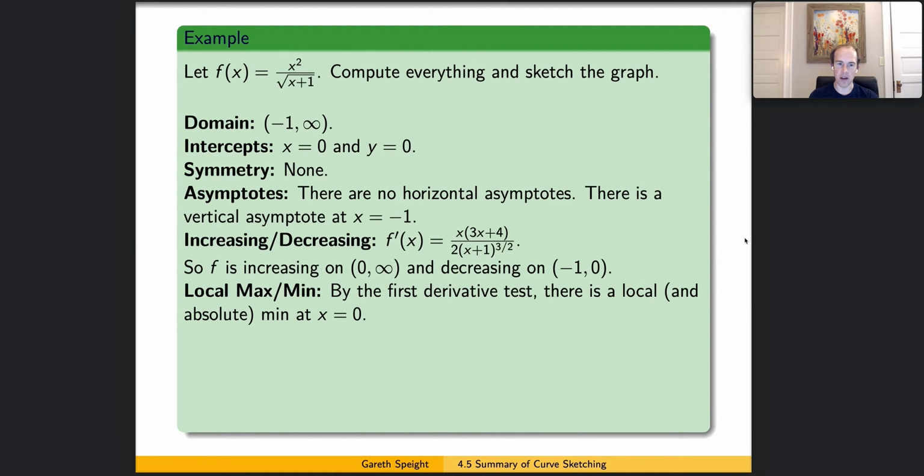Okay, and then we look at the local max and local min. So we said at 0, the first derivative is 0, and it changes from being decreasing to increasing. So if we change from decreasing to increasing, that means there is a local min at x equals 0. Okay, next up the concavity and the second order behavior.